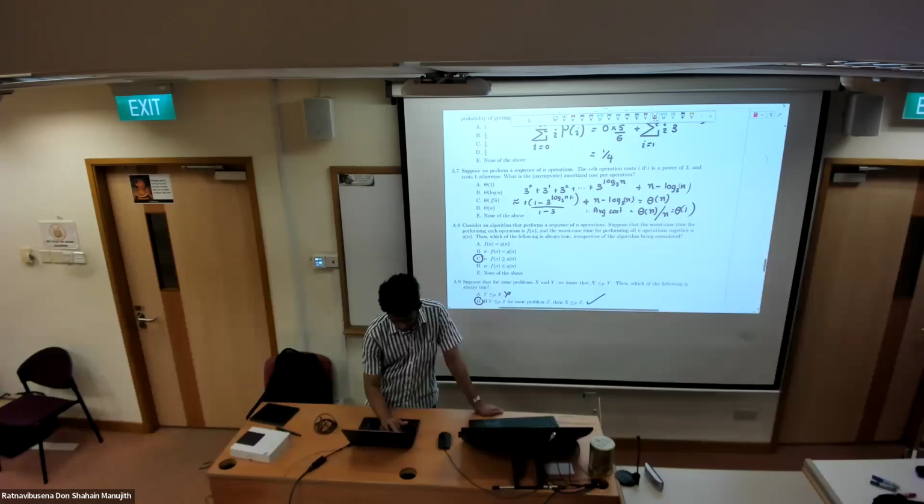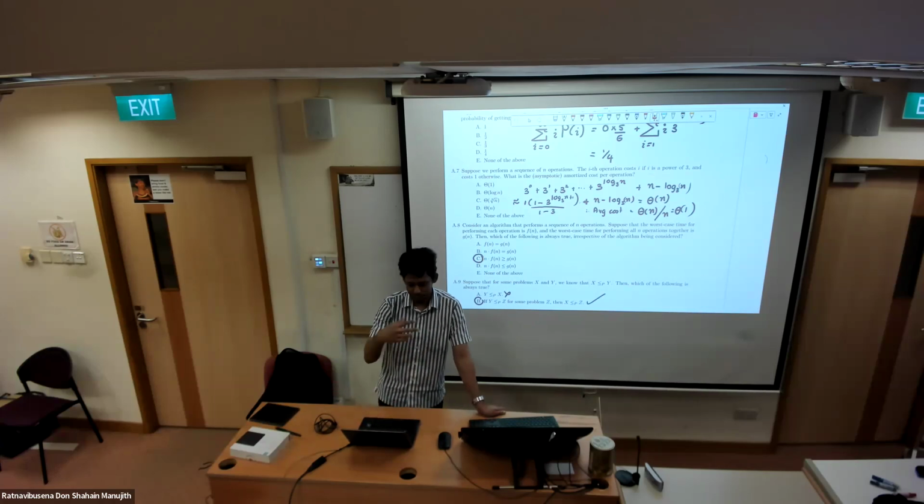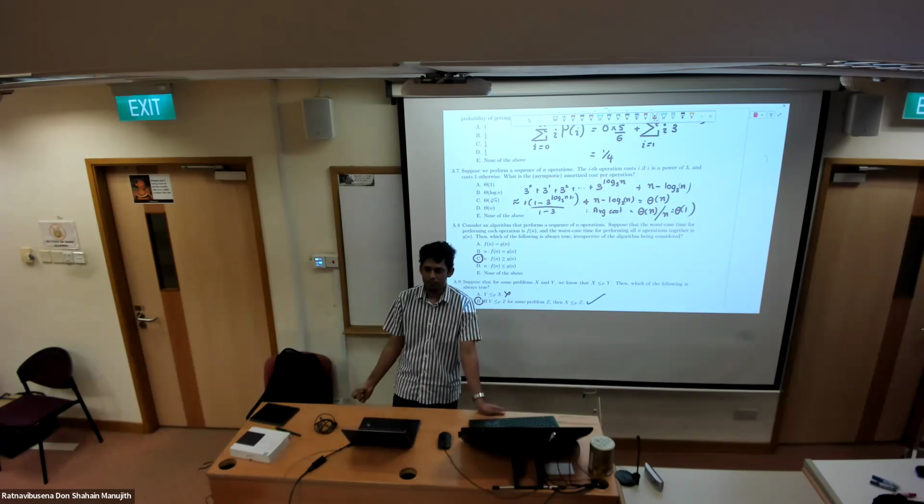Suppose the performance of n operations, where the ith operation costs i if i is a power of 3 and costs 1 otherwise. If you consider the cost of all operations, that means the sum of all the costs, then what can you have? How many powers of 3 are there until n? Roughly log n, log base 3 of n, because that's the highest power that fits into n, 3 to the log 3 n. There's a flaw here, but forget about that. So roughly log 3 n many powers of 3 fit into n.